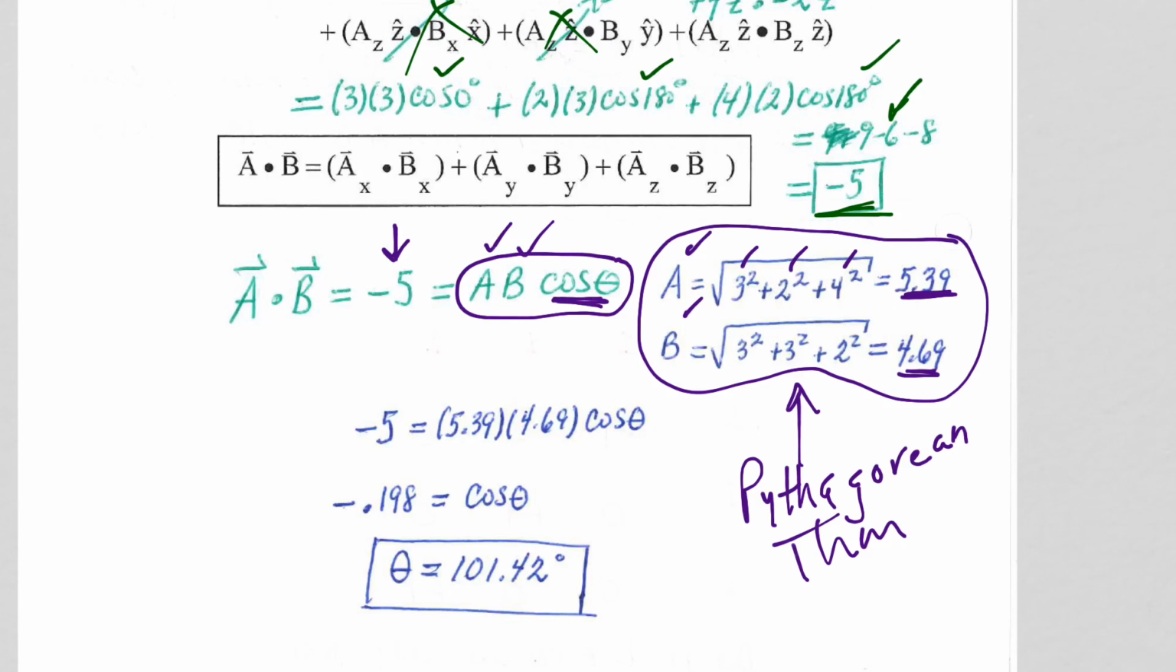So when you solve for cosine theta, you will have to take cosine inverse to get the angle theta, so practice that on your calculator to make sure you can get the 101.4 degrees is the angle between the two, but pretty cool.